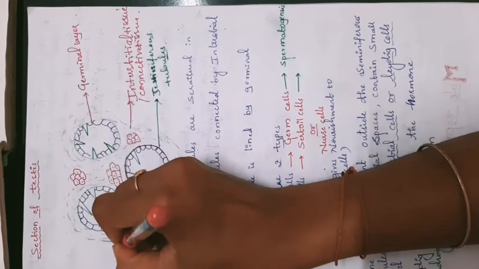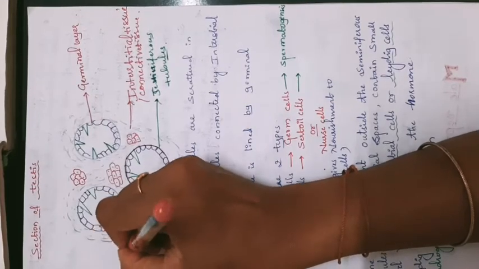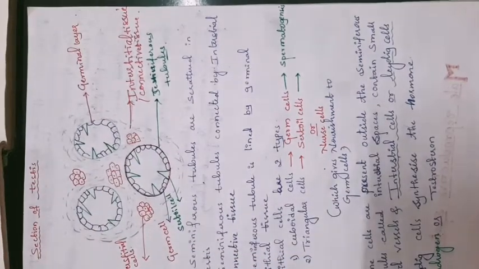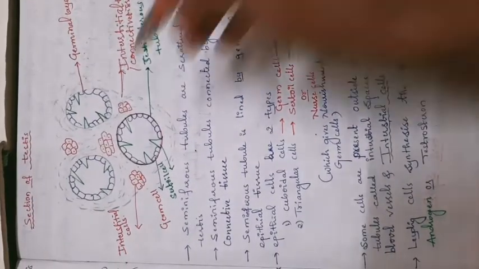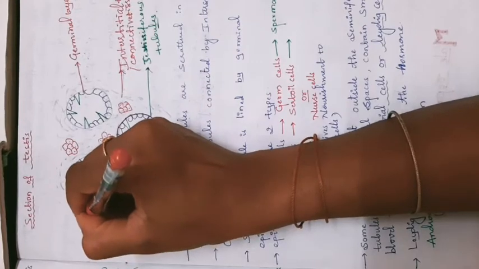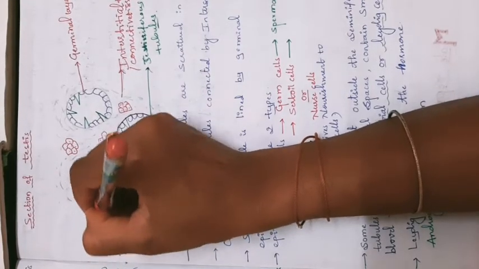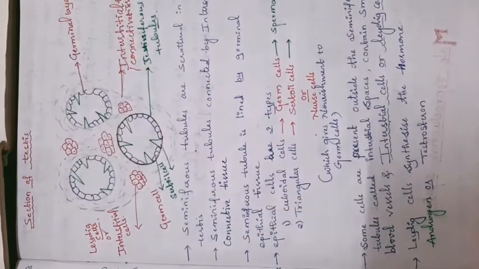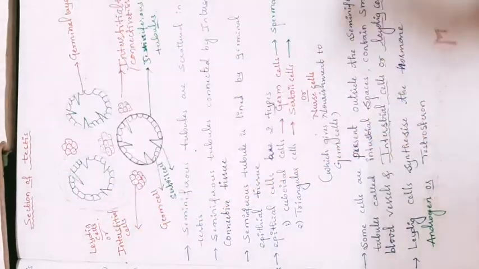Interstitial cells. These are also called Leydig cells. It is very important, interstitial cells, because those are present in the interstitial tissue. Okay. Another name for the interstitial cells is the Leydig cells.